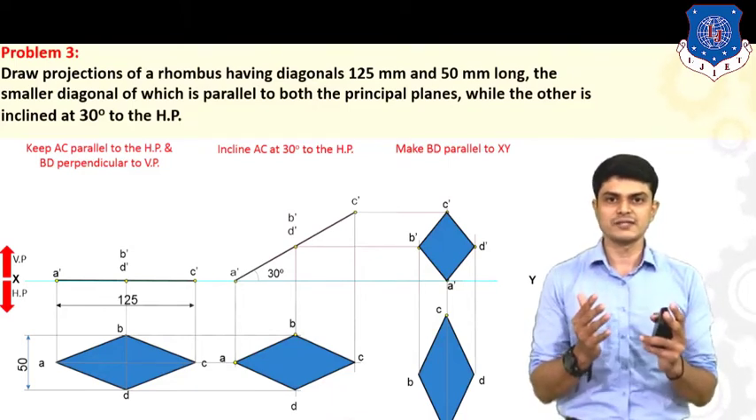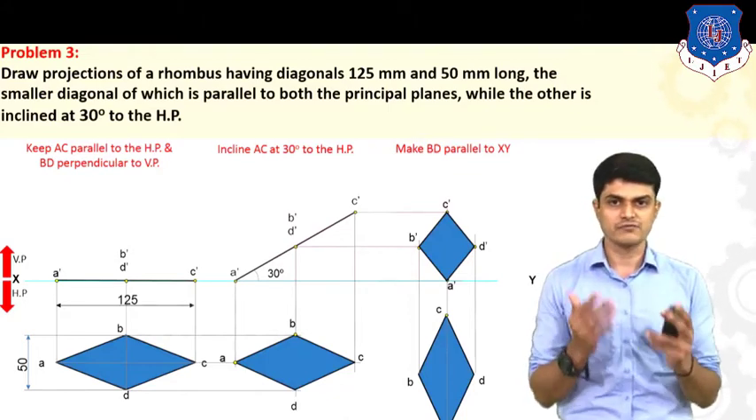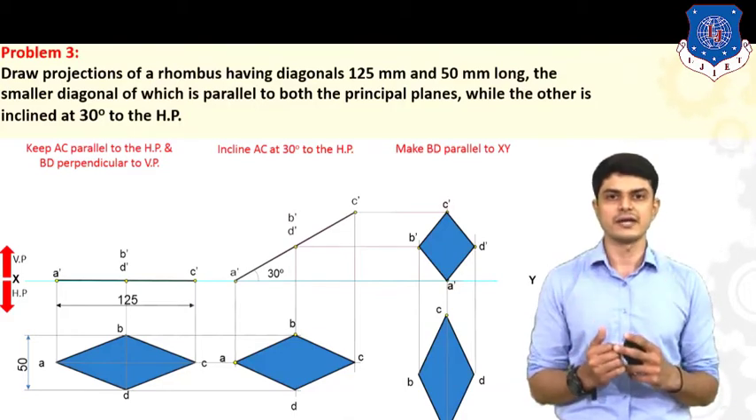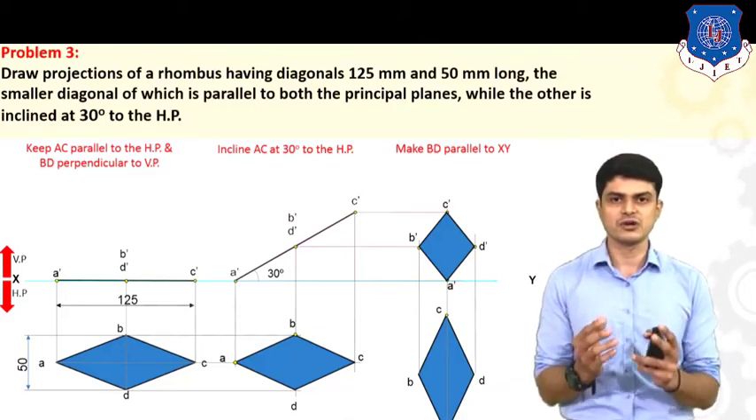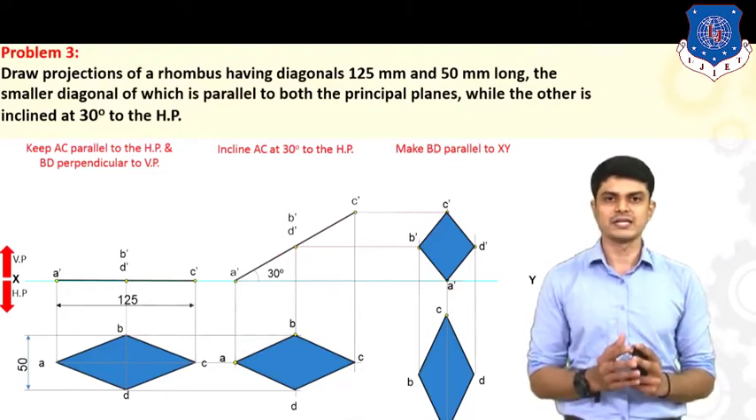Then it is not given whether it is resting on its longer edge or shorter edge. So for that case, always remember you should take the rhombus resting on its longer edge. That means one of the points of a longer edge must be on the left hand side of your rhombus. So let us start plotting this rhombus first.